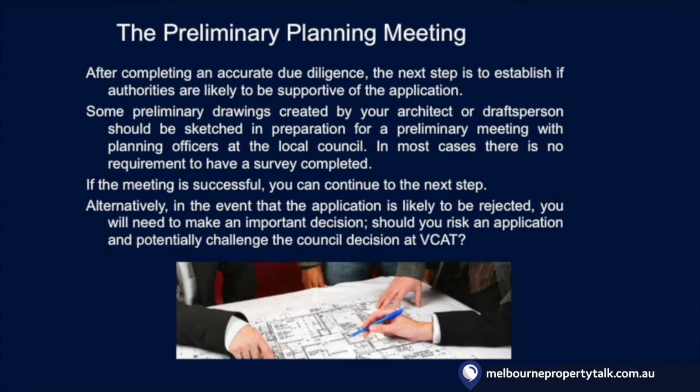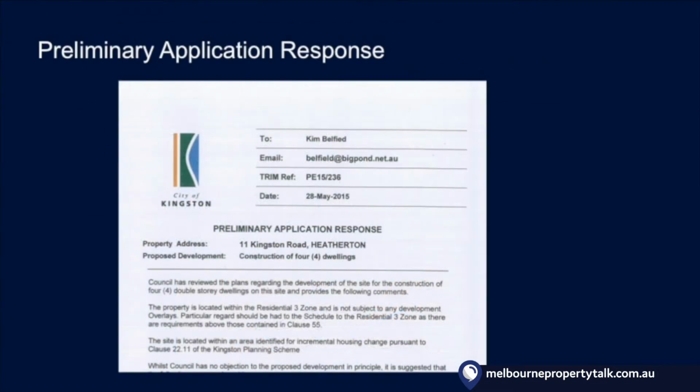Alternatively, in the event the application is likely to be rejected, you'll need to make an important decision. Should you risk an application and potentially challenge the decision at VCAT? In some cases, the planning officer at council will provide feedback about your proposal during the meeting. In other cases, you'll receive a formal response in writing. In this slide, we can view a written response discussing a 4-unit proposal in Heatherton.